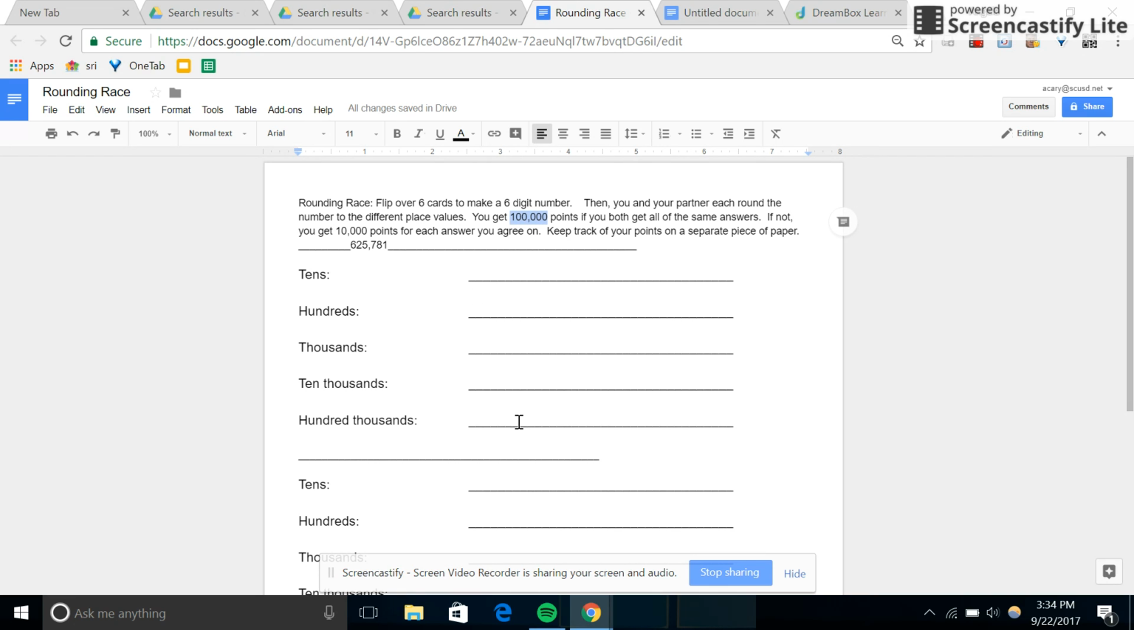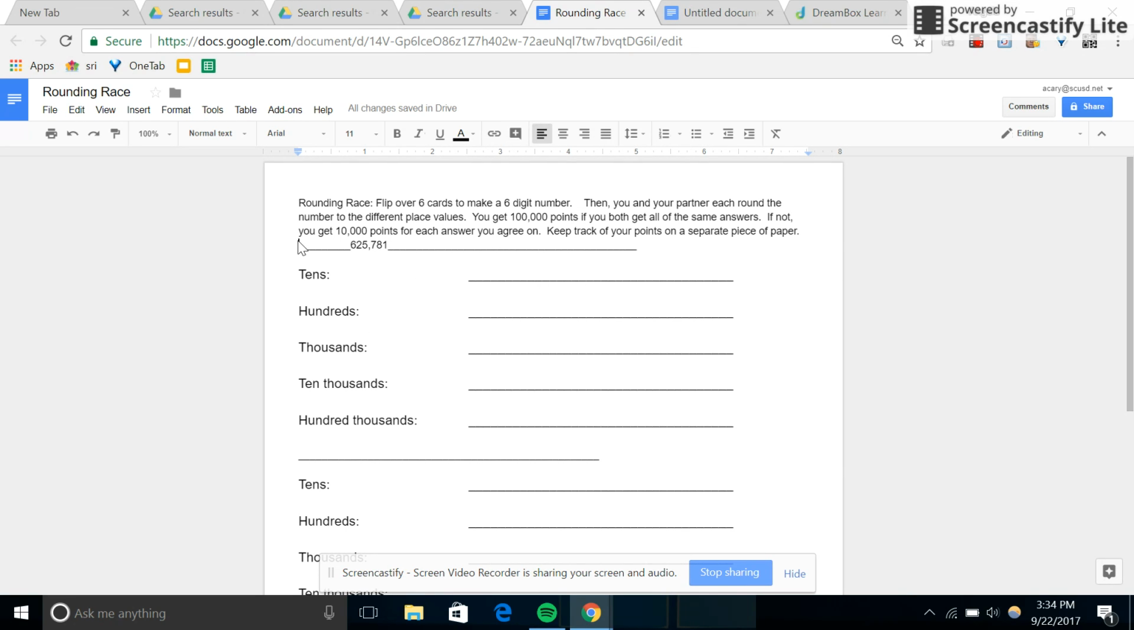If they get all of them right, they score 100,000 points on that round. If they only get some of them right, please help them and inform them on how to round to the different place values, and they get 10,000 for each correct answer. After they've done it a couple of times, see if they notice the patterns about what the numbers look like when you've rounded to the different place values.